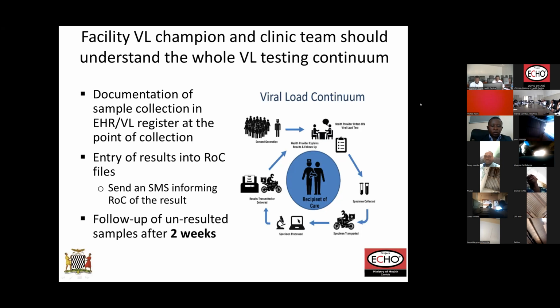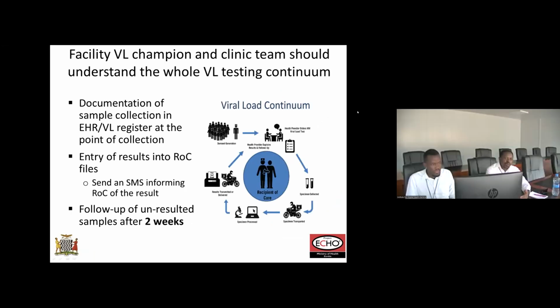Follow-up of unresulted samples after 2 weeks. So we should ensure that once we hit that 2 weeks, it's the benchmark for the national standard. We should be following up on why we have not received that particular result at the facility. And then when we get the answer from the PCR lab or from the district lab coordinator, we document. And then if they say the results will come after a week from today, if we don't get those, we follow up again until we get a result and document into the client record.